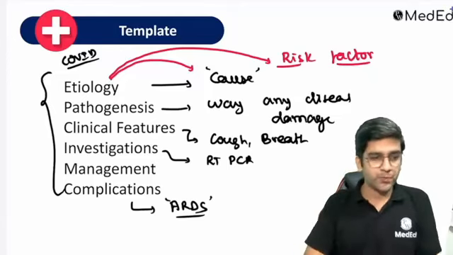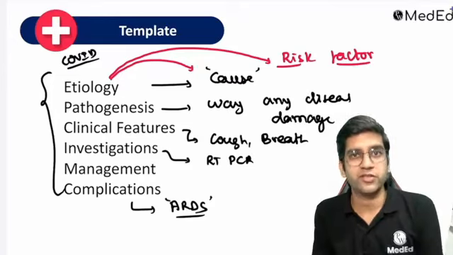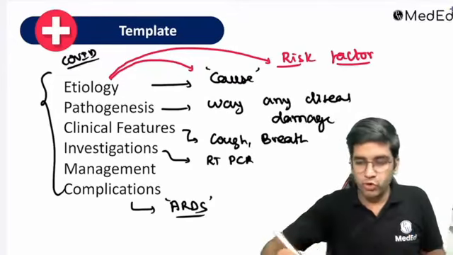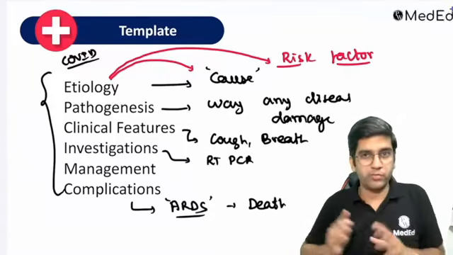Can you comment yes or no? You must have heard about a complication called ARDS, right? Acute respiratory distress syndrome, or lung failure. That's a complication of COVID, followed by death. Since I'm talking about COVID, I'm talking about this, followed by death, right?